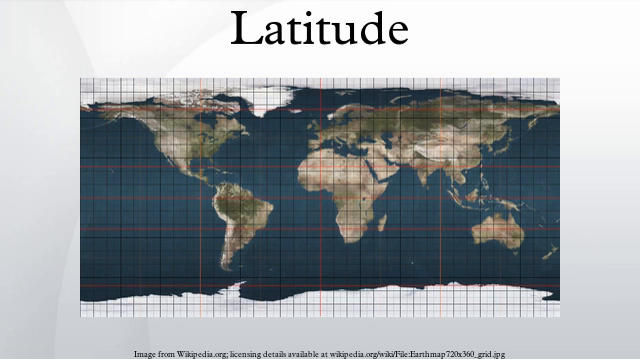In geography, latitude is a geographic coordinate that specifies the north-south position of a point on the Earth's surface. Latitude is an angle which ranges from 0 degrees at the equator to 90 degrees at the poles. Lines of constant latitude, or parallels, run east-west as circles parallel to the equator. Latitude is used together with longitude to specify the precise location of features on the surface of the Earth.